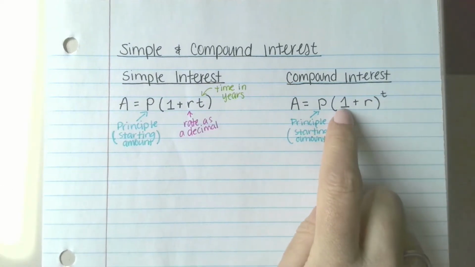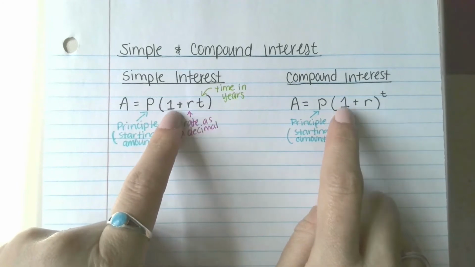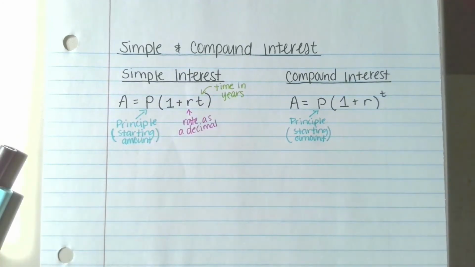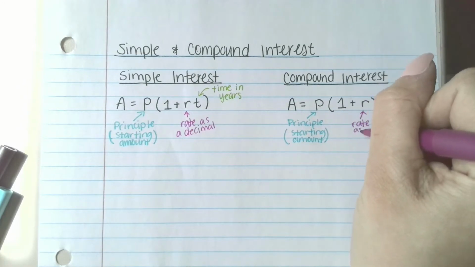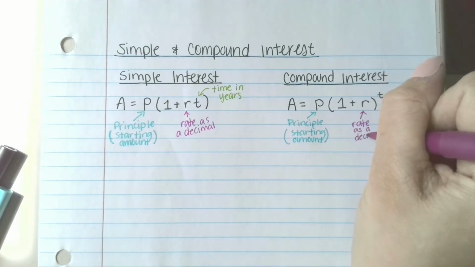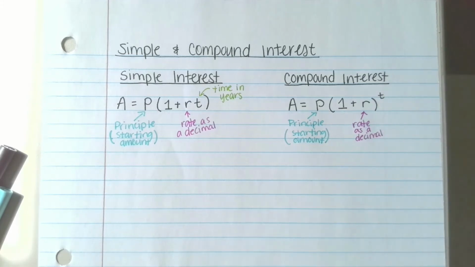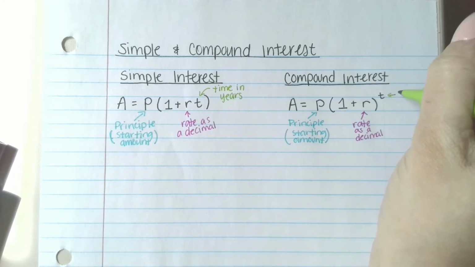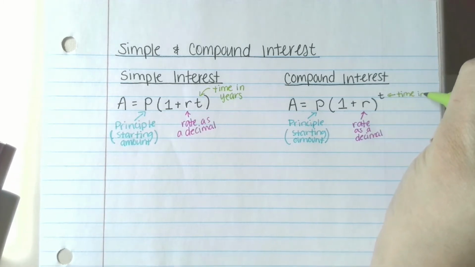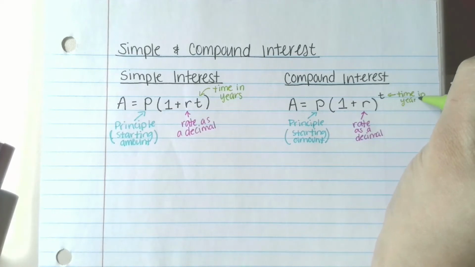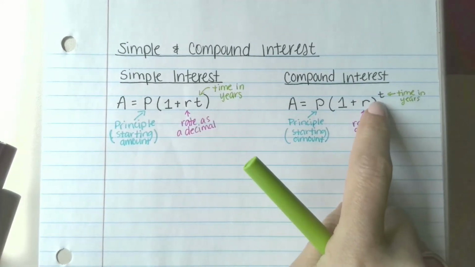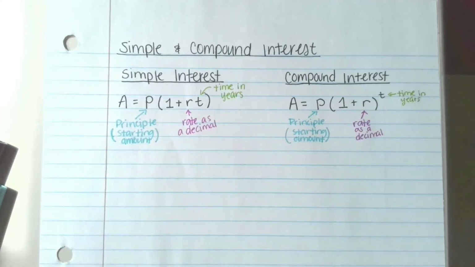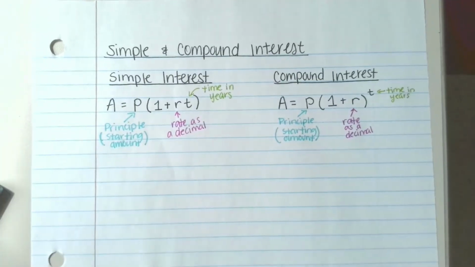1 is always going to be in here for both of these formulas. Again, this is always 1. R is going to be your rate as a decimal. And then T is your time in years. And so the difference here is that our compound interest has an exponent while the simple interest formula does not. Let's look at an example.